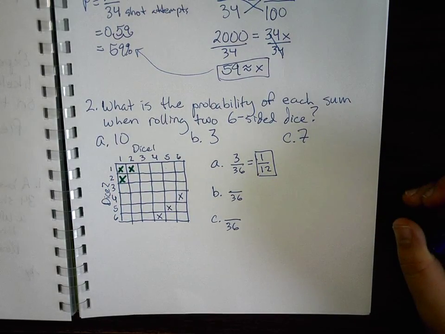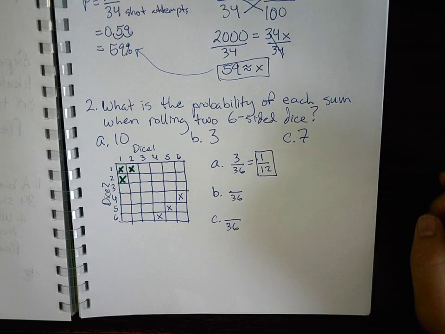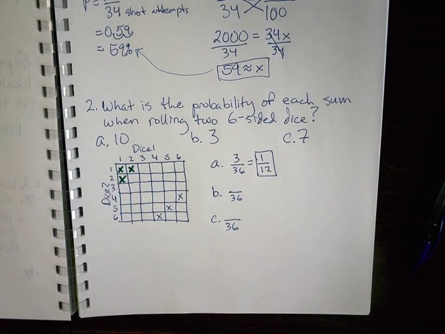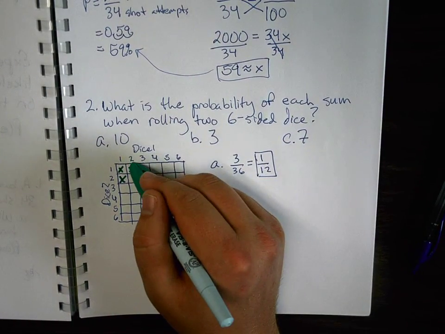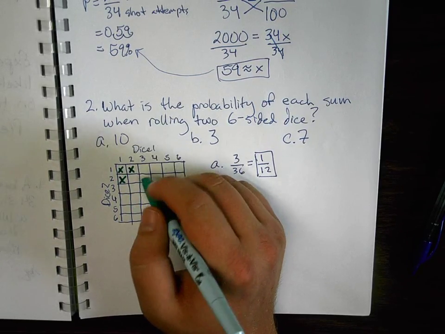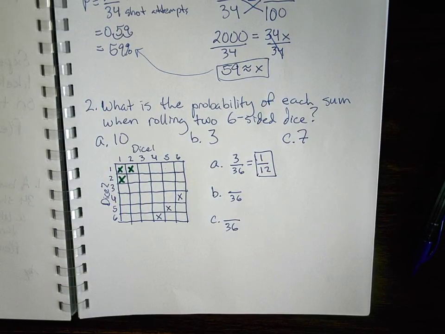Sorry. Right, so because we can roll a 2 on dice 1, in which case we have to roll a 1 on dice 2, or we can roll a 2 on dice 2, in which case we have to roll a 1 on dice 1. Does that make sense? Right, the 1 and the 1 is not going to equal 2. Sorry. Oh my gosh.